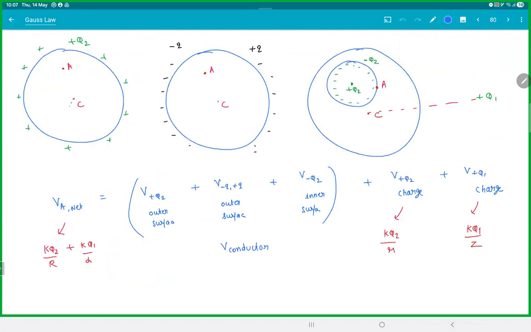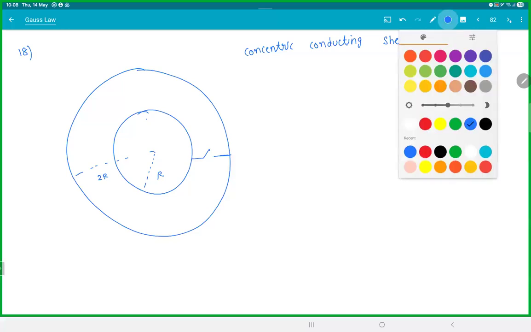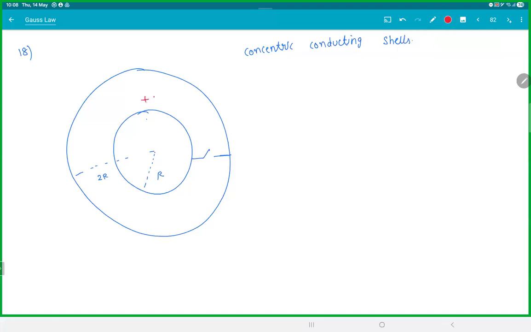Now let's see some questions on shells. These are good ones. Let's start off with something easy and then we'll slowly bump it up. So we got a shell and then we got one more concentric shell, and we got a switch. This radius is R. This radius is 2R. Concentric conducting shells. Let's say this thing has a charge of plus q and this thing has a charge of minus 3q. And this is your switch.